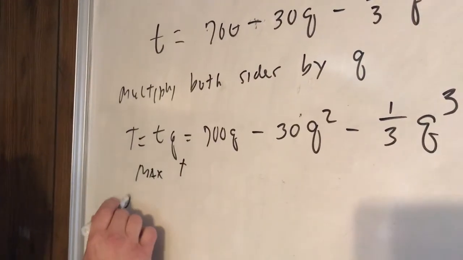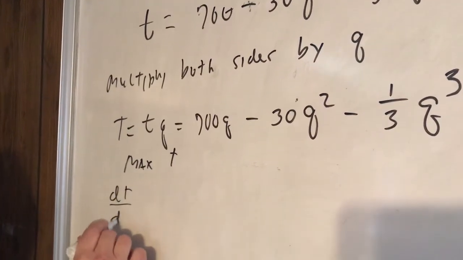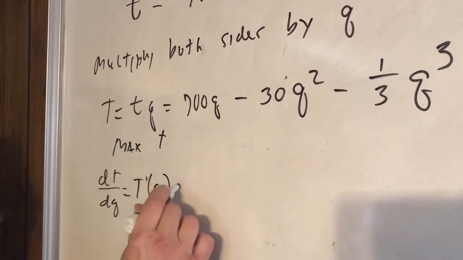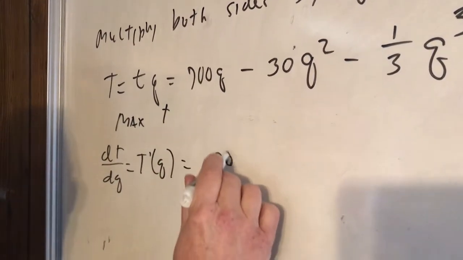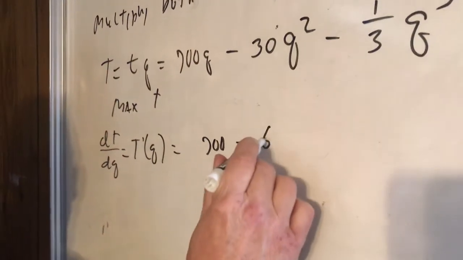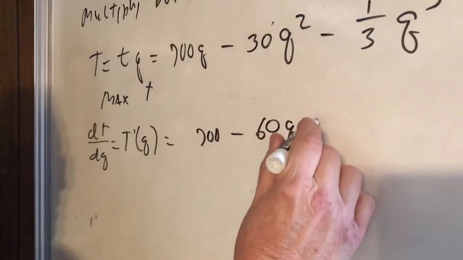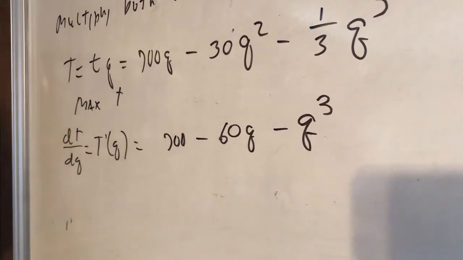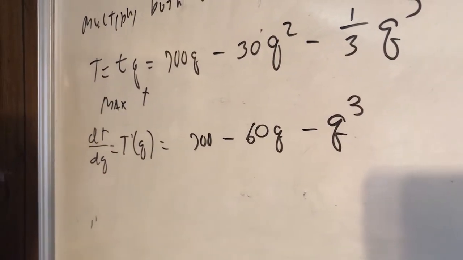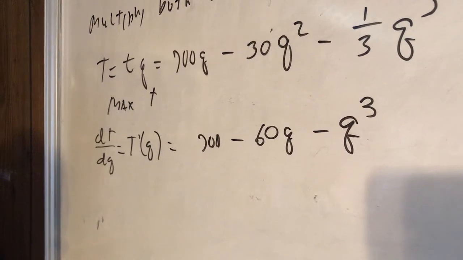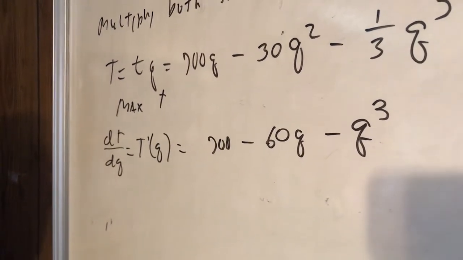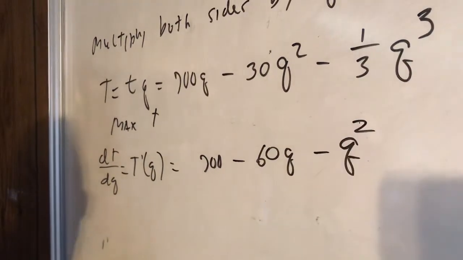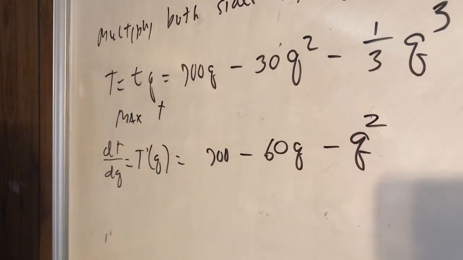So I'm going to take the derivative of T with respect to Q. Call that T prime Q if you want. And that's going to be 700 minus 60Q minus Q squared. Okay, 3 times 1/3 is 1. All right, so we have 700 minus 60Q minus Q squared. Now we want to make that equal to 0.